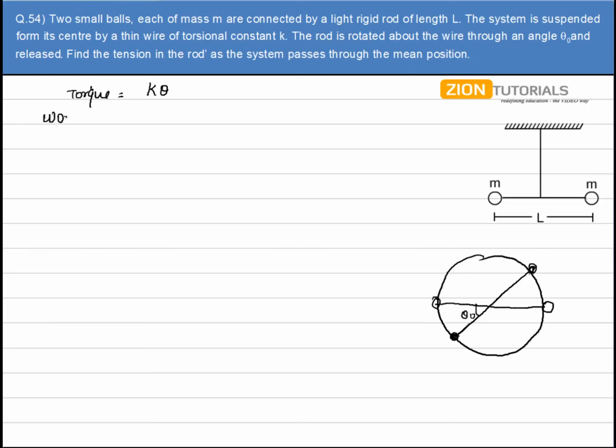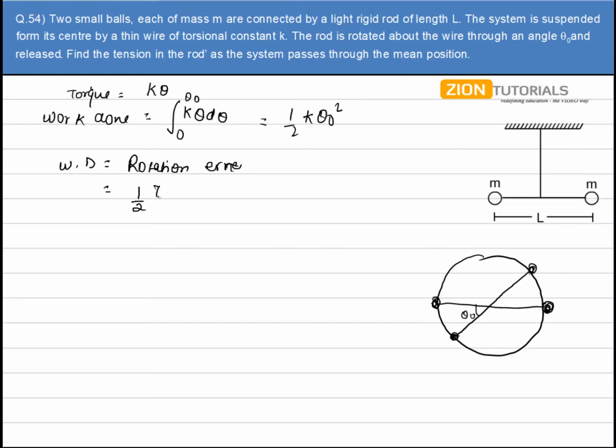So the work done by the torque will be given by k theta d theta, integrating it from 0 to theta naught. So it will be half of k theta naught square. Now this work done will be completely converted into the angular velocity of the two balls when the two balls reach their mean position again. So this work done will be equal to the rotational energy of the two balls, and this rotational energy will be equal to half of I omega square.